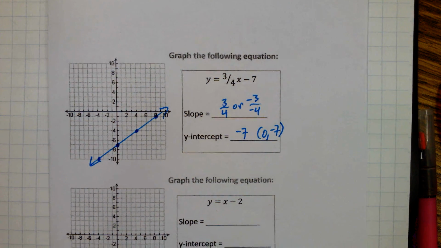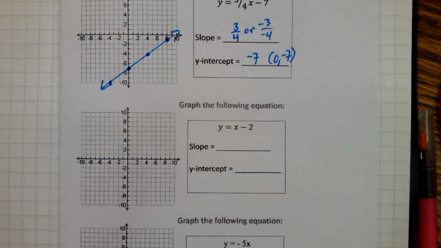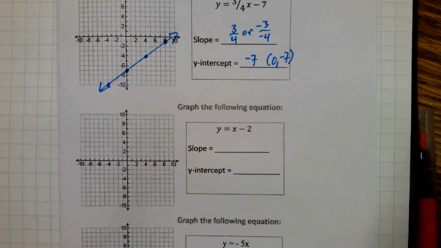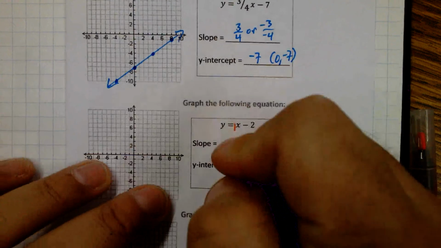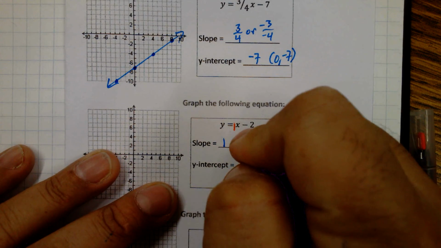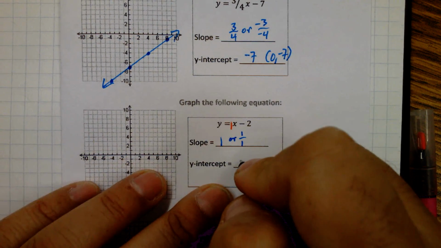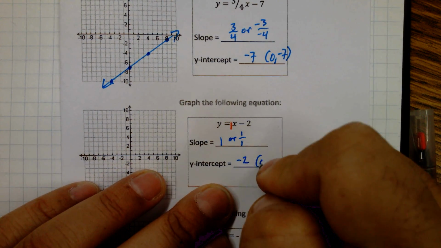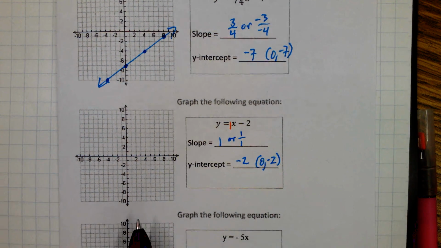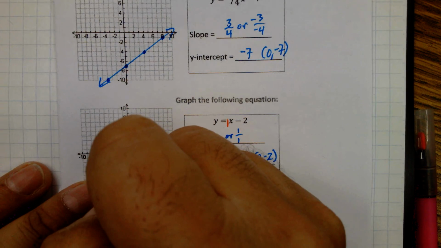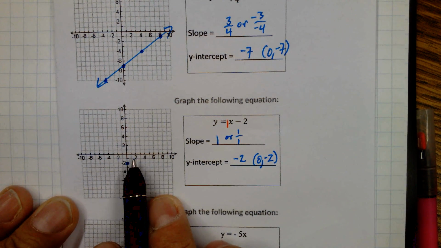Okay, let's try the next one. What's the slope for this particular one? 1 over 1. Yeah, it's 1, or 1 over 1. Remember, that's 1. So we would say 1 or 1 over 1, which is how we want to think about it. Our y-intercept number is -2. So let's graph that. (0, -2). And what does the slope tell me to do? Go up 1 over 1.